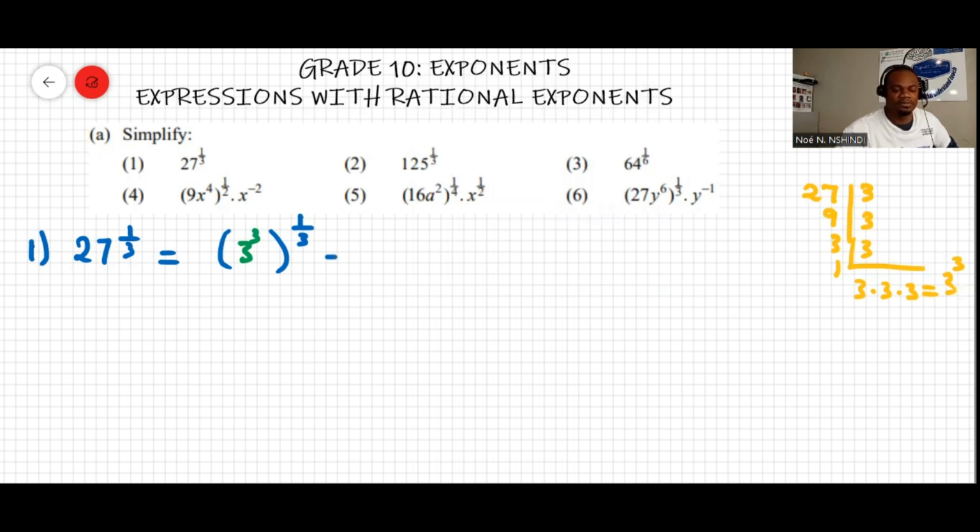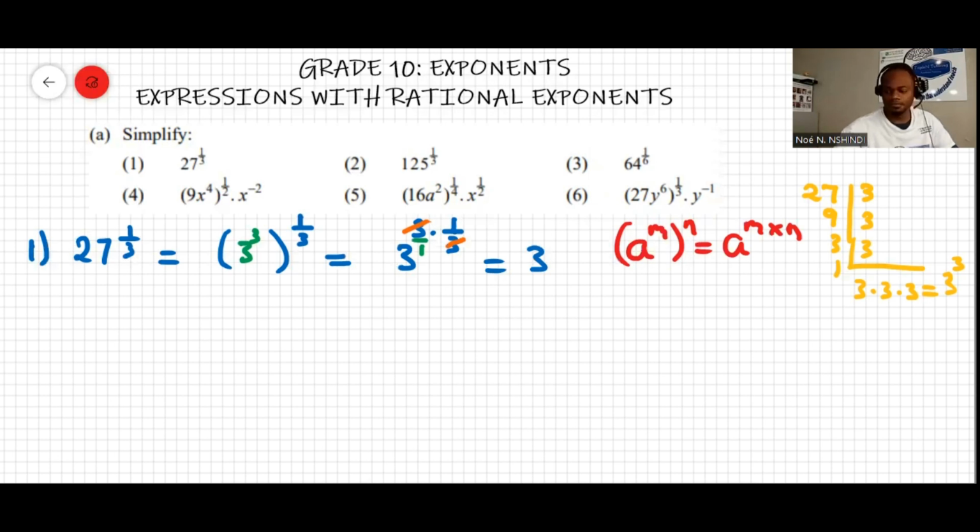Now, this can be calculated as 3 to the power 3 multiplied by 1 over 3, because of the law of exponents that says a to the m, all to the n, is equal to a to the m multiplied by n. And then over here we can simplify, because 3 is like 3 over 1, so we can simplify 3 by 3 there, and then the answer is just equal to 3 to the power of 1, which is just 3, okay?